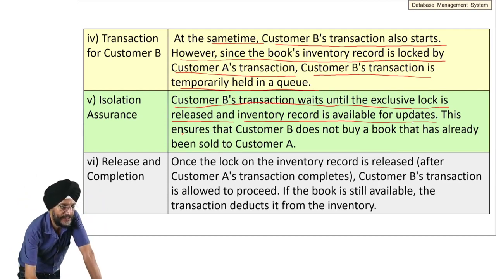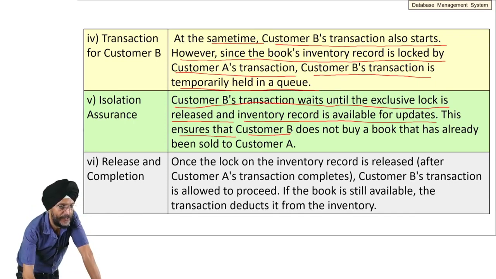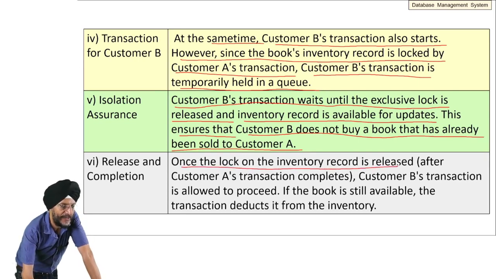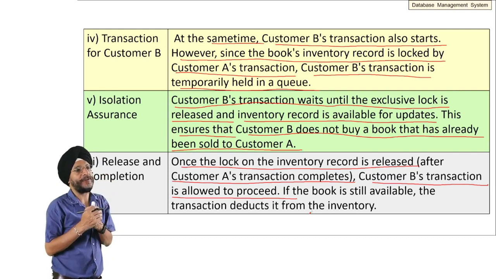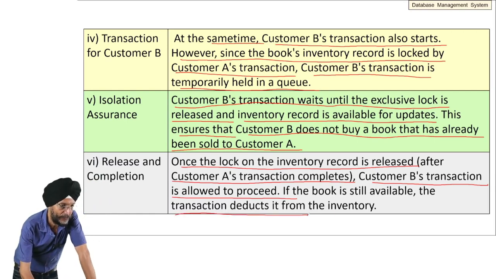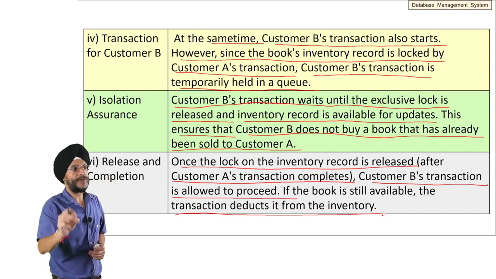This locking of the inventory record ensures that customer B does not buy the book that has already been sold to customer A. Once the lock on the inventory record is released after A's transaction completes, customer B's transaction is allowed to proceed. If the book is still available, that is, if the number of books had been, say, 2, then one book will be available. The transaction deducts it from the inventory. B will be able to make the payment and this said quantity will be reduced from the inventory.